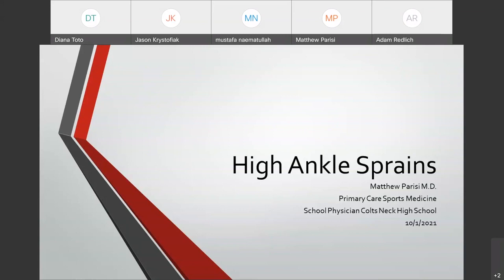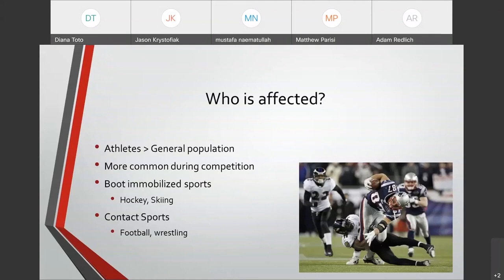Who's mostly affected? It affects athletes more than the general population. Studies did show that it is more common during competition rather than training or practices. It happens more in boot-immobilized sports such as hockey and skiing, and more in contact sports: football, wrestling, rugby.